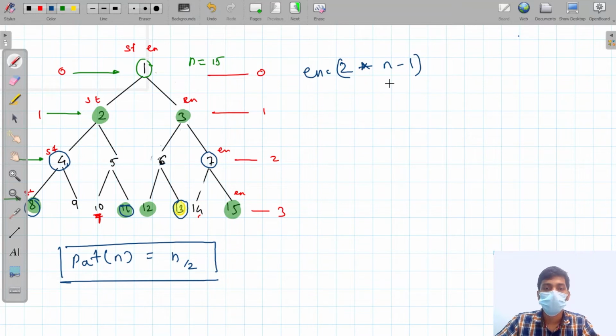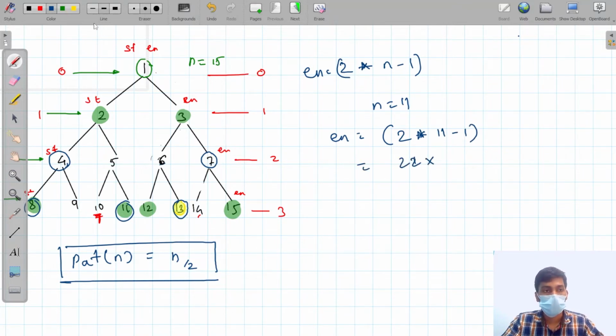If I say that n is equal to 11, then to find the ending point for this 11, let's put it in the formula. Ending point is nothing but 2 into 11 minus 1. That is going to be what? 22 into... sorry, actually here I said something wrong.